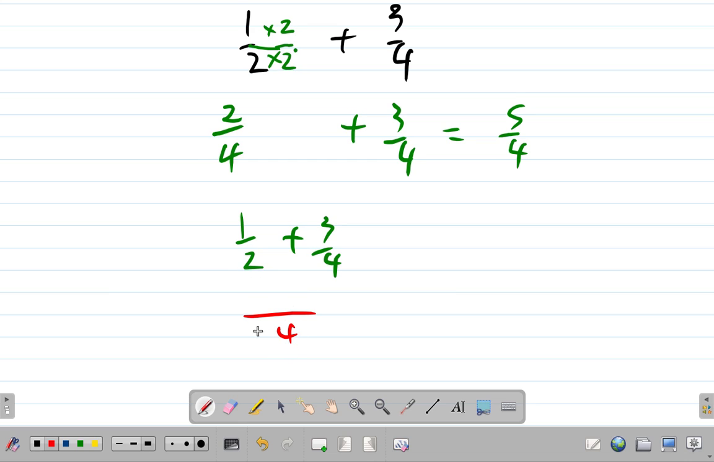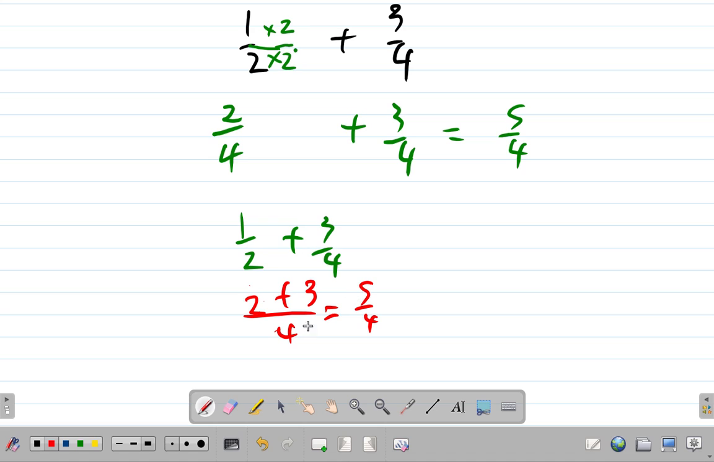2 into 4 goes 2 times, 2 times 1 is 2, plus 4 into 4 is 1, 1 times 3 is 3. Right? So you say 2 into 4, 2, 2 ones are 2, plus 4 into 4, 1, 1 times 3, 3. So you have 5/4. Right? You do the LCM method.